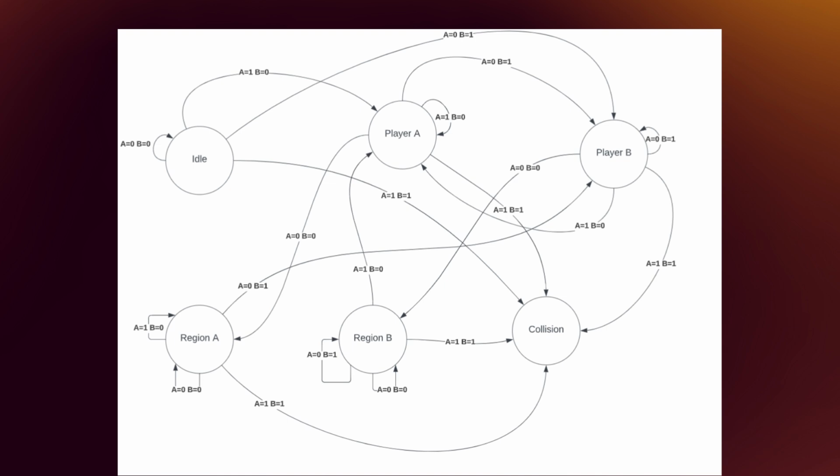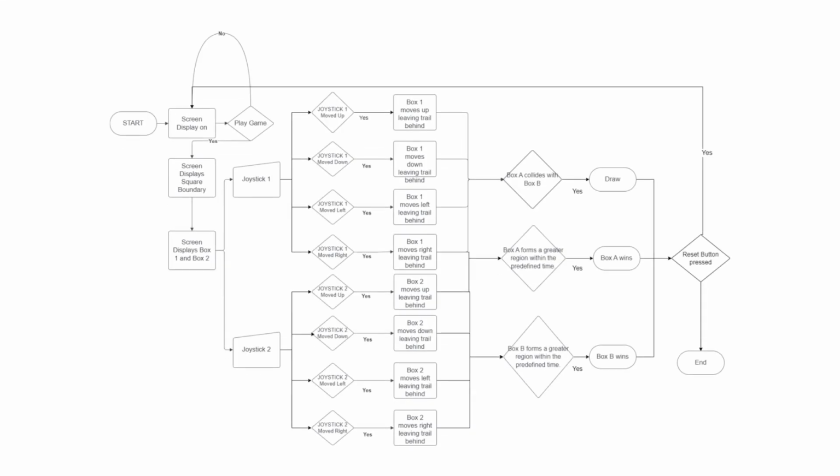So for instance, if the state is idle, we have two inputs, A and B, which represent whether either A or B is on the block, or both of them are on the block, or none of them are on the block. So if we have an idle state and then player A visits the block, it will go to the player A state, and then if player A moves on to the next block, then that region would be occupied by player A. And if player B then moves on that block, then the region will get overridden and the state will change to region B.